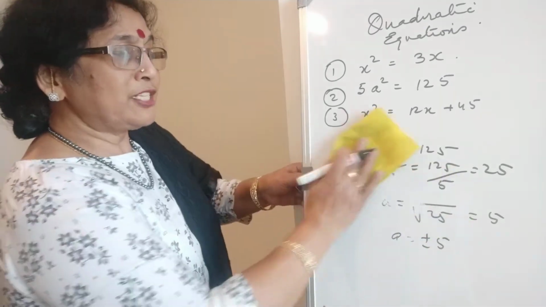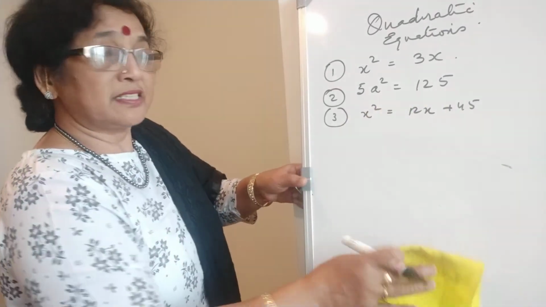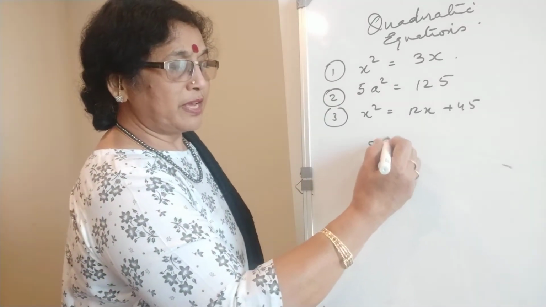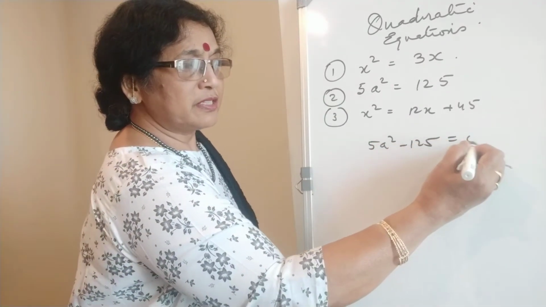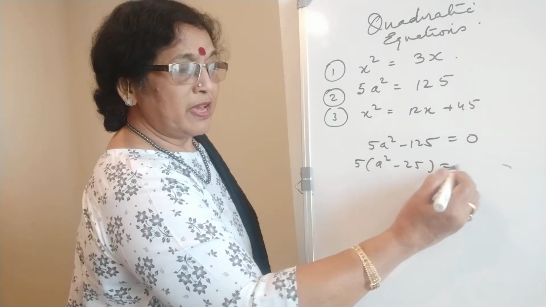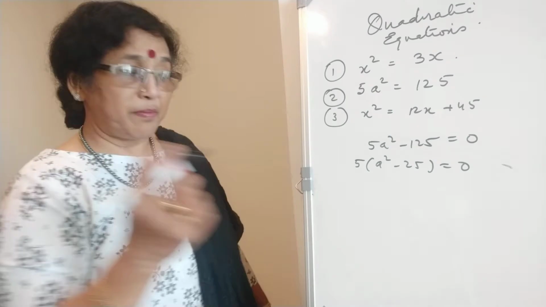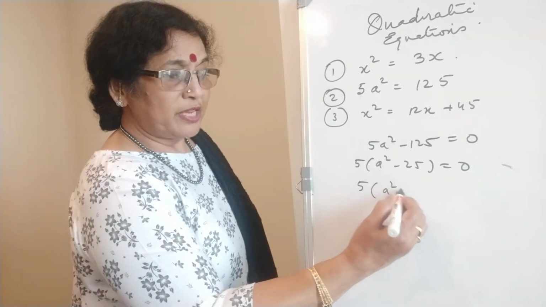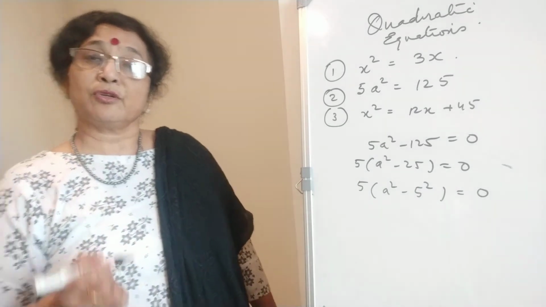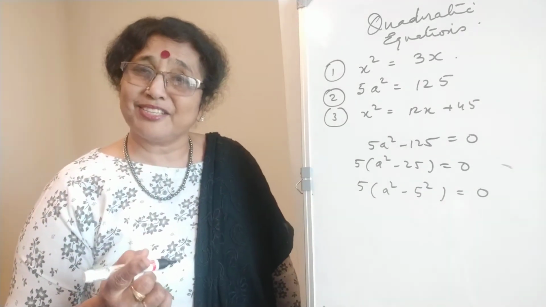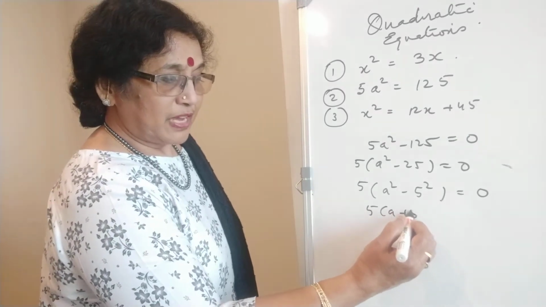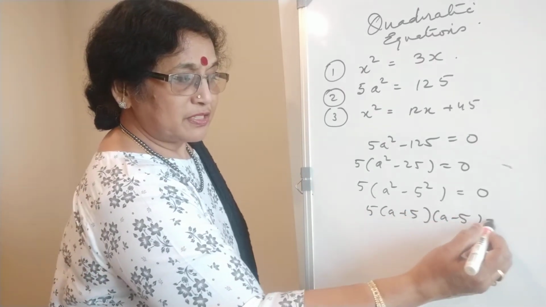Okay, so the next one, the next sum is a complete one. So another way of doing 5a square minus 125 is 0. Take the 5 out. A square minus 25. Yesterday I mentioned what is a square minus b square. These are squares of two numbers with a subtraction sign in between. So we will apply a plus b into a minus b. So that is 5 into a plus 5 into a minus 5 is 0.